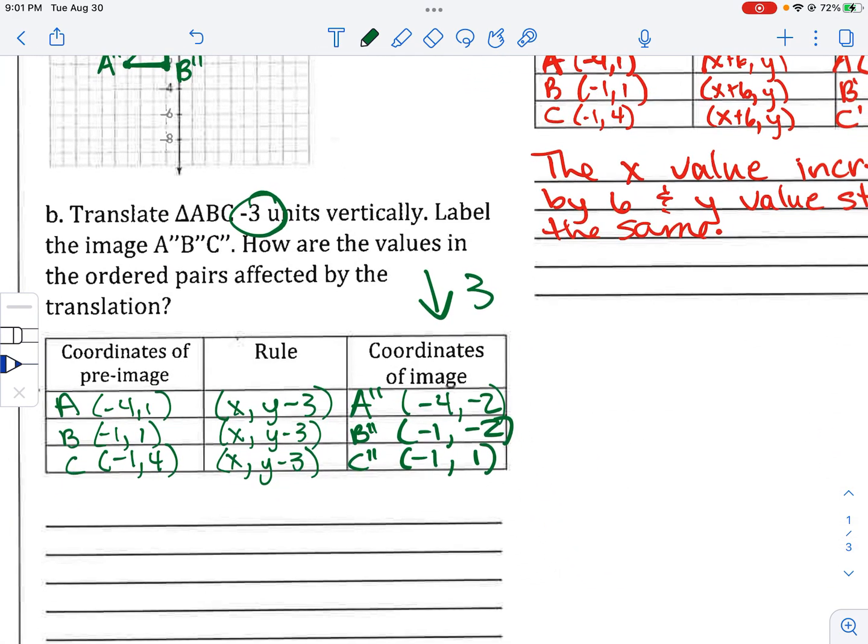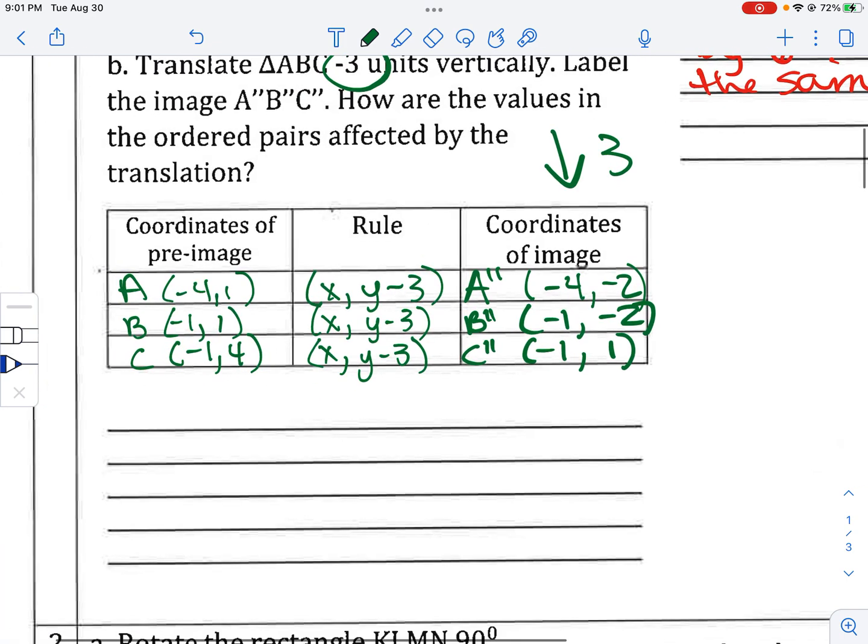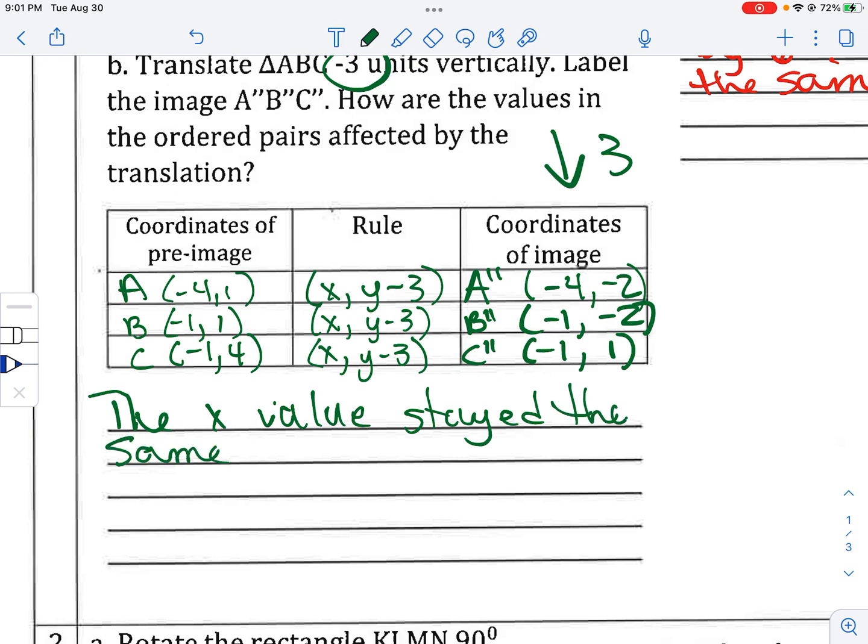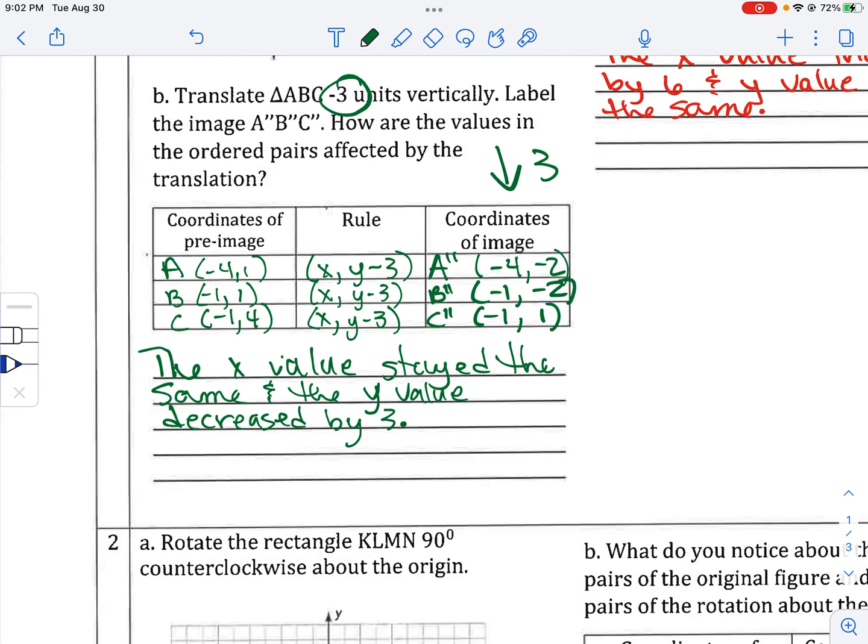Okay. So this time around, the x value stayed the same, and the y value decreased by 3.